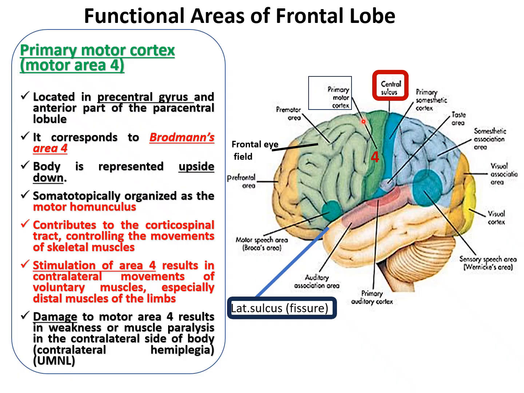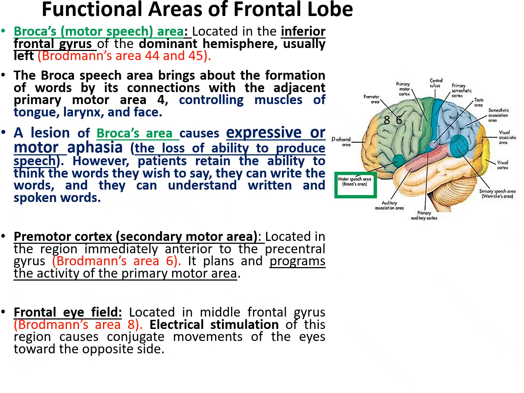Also, in the frontal lobe you can find other motor areas, like the motor speech area, the premotor area, and the frontal eye field area. All these are motor areas. So, for example, Broca's area is in the frontal lobe, in the anterior part of the inferior frontal gyrus.